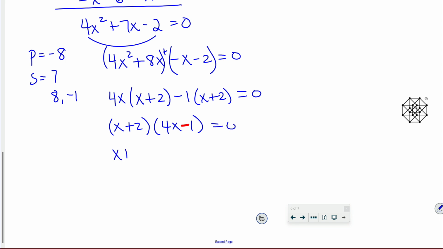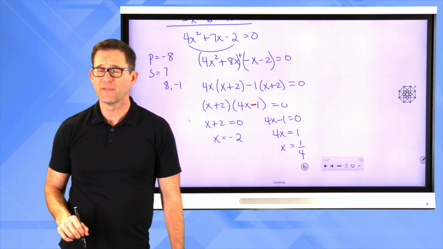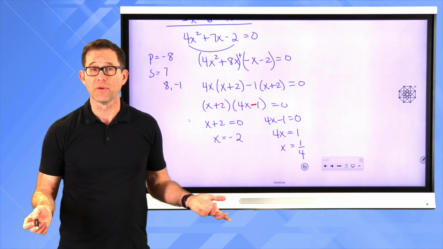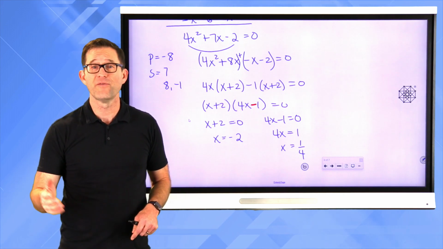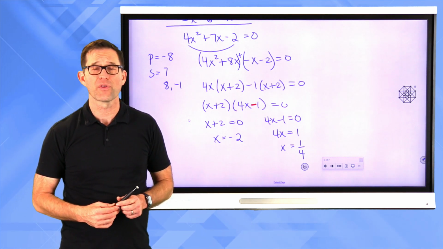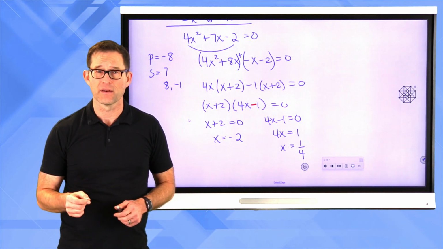And that will leave me with x plus 2 is equal to 0, and x is equal to negative 2. 4x minus 1 is equal to 0, which means 4x is equal to 1, and x is equal to 1/4. Now that's a lot of work to get two answers, which possibly both could be extraneous, or both could be fine, right? And of course, checking, especially with the 1/4, gets to be very complicated, right?